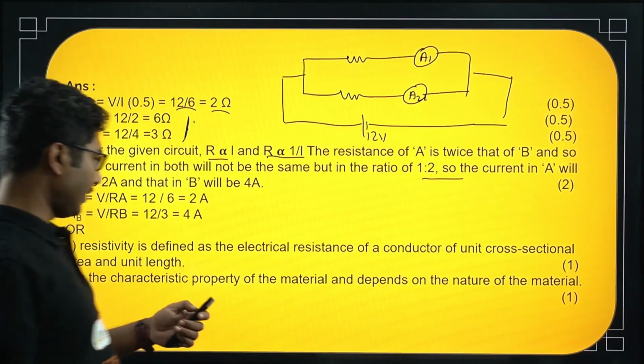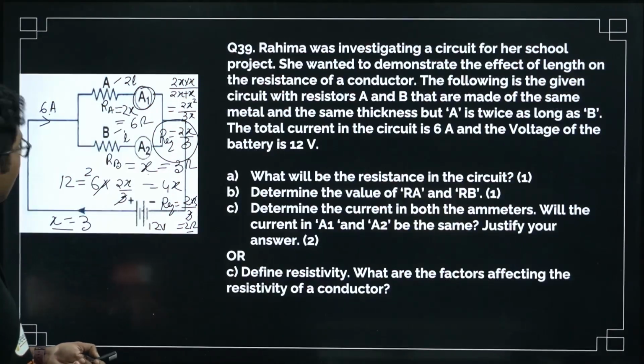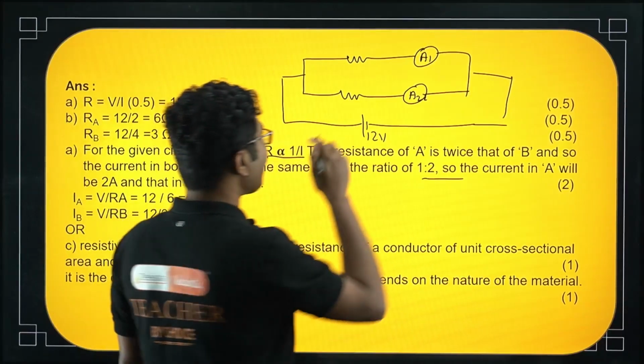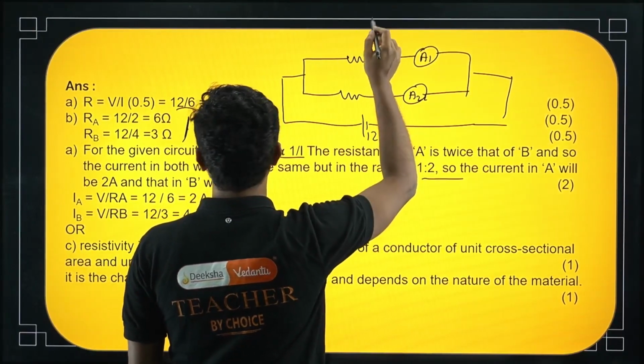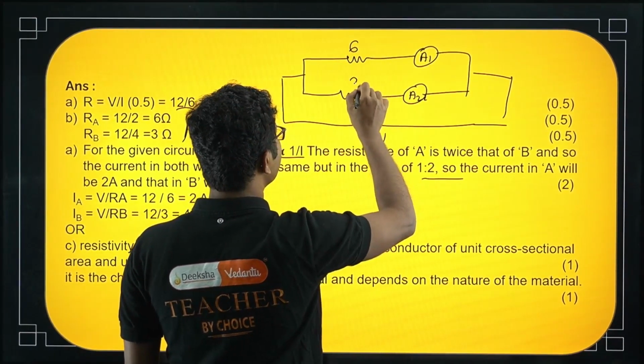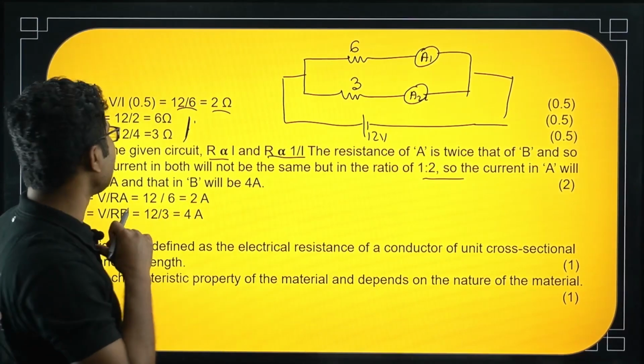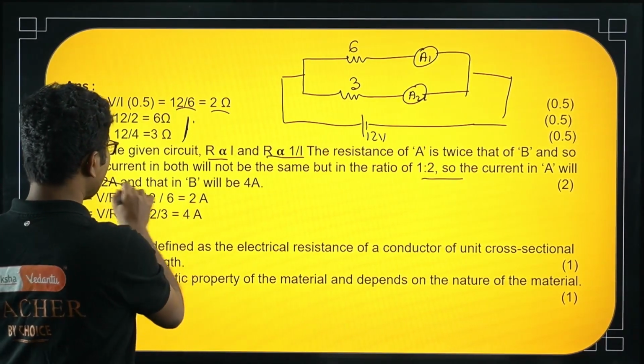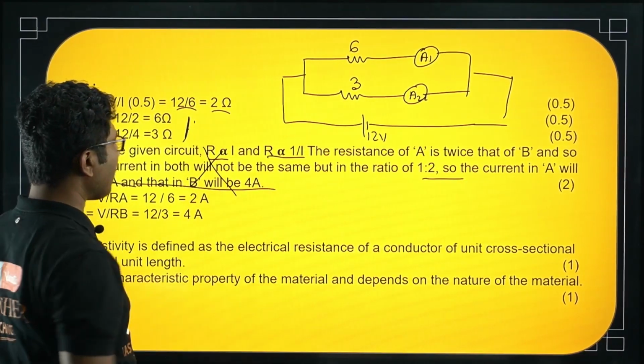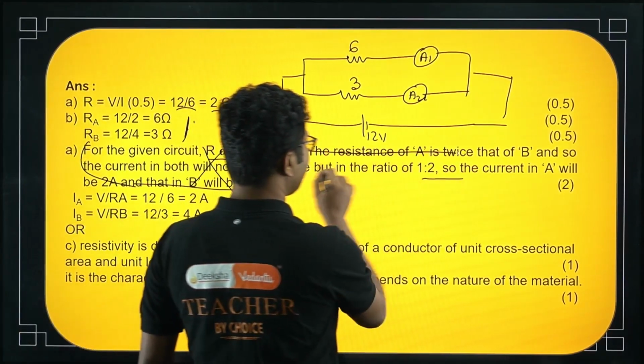This was the circuit, right? If I am not mistaken, A1, okay. So what we have to do, we have calculated that this one is 6 ohm, this one is 3 ohm. They have done some explanation in the question of this part, which I feel is not required. You can ignore this explanation part.